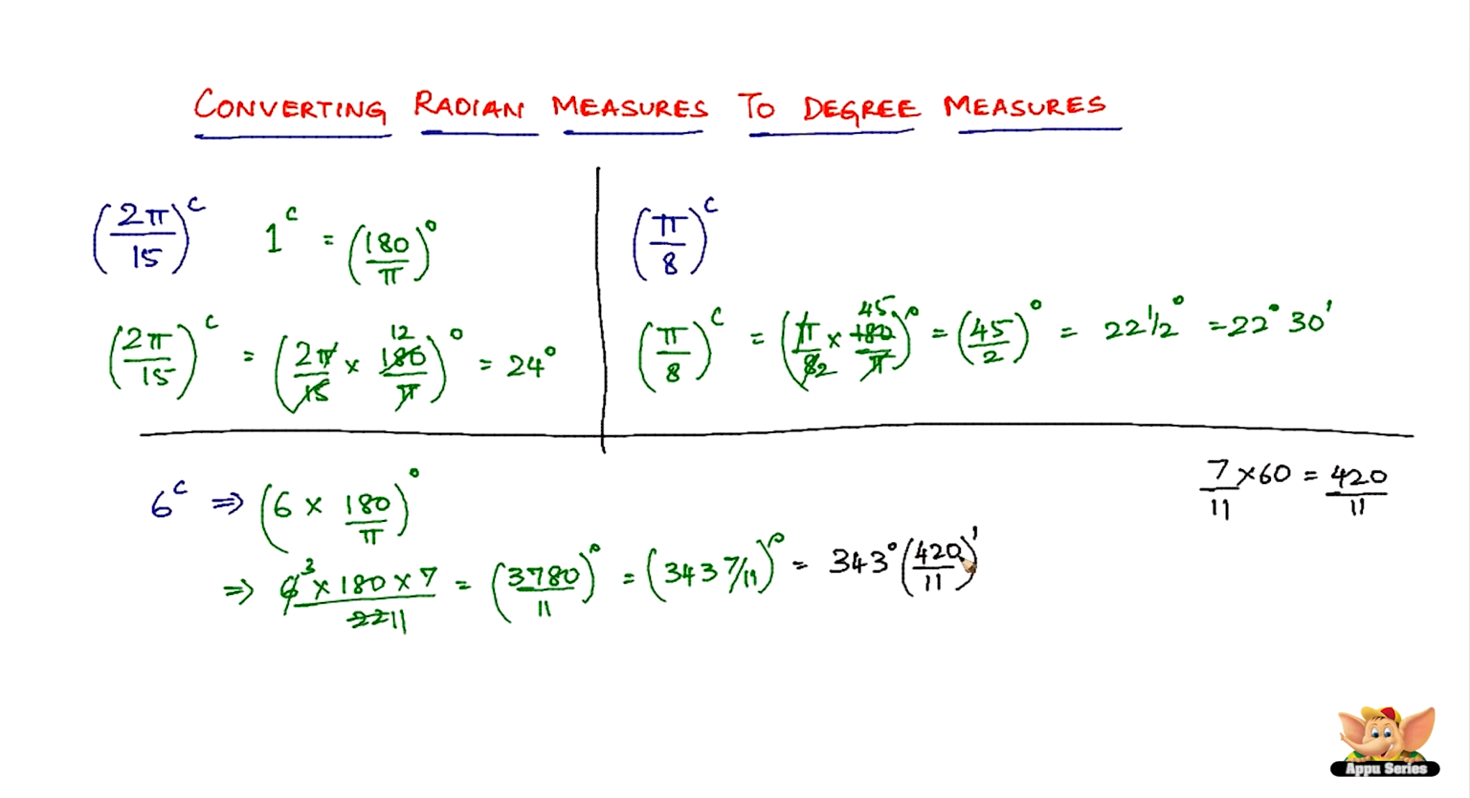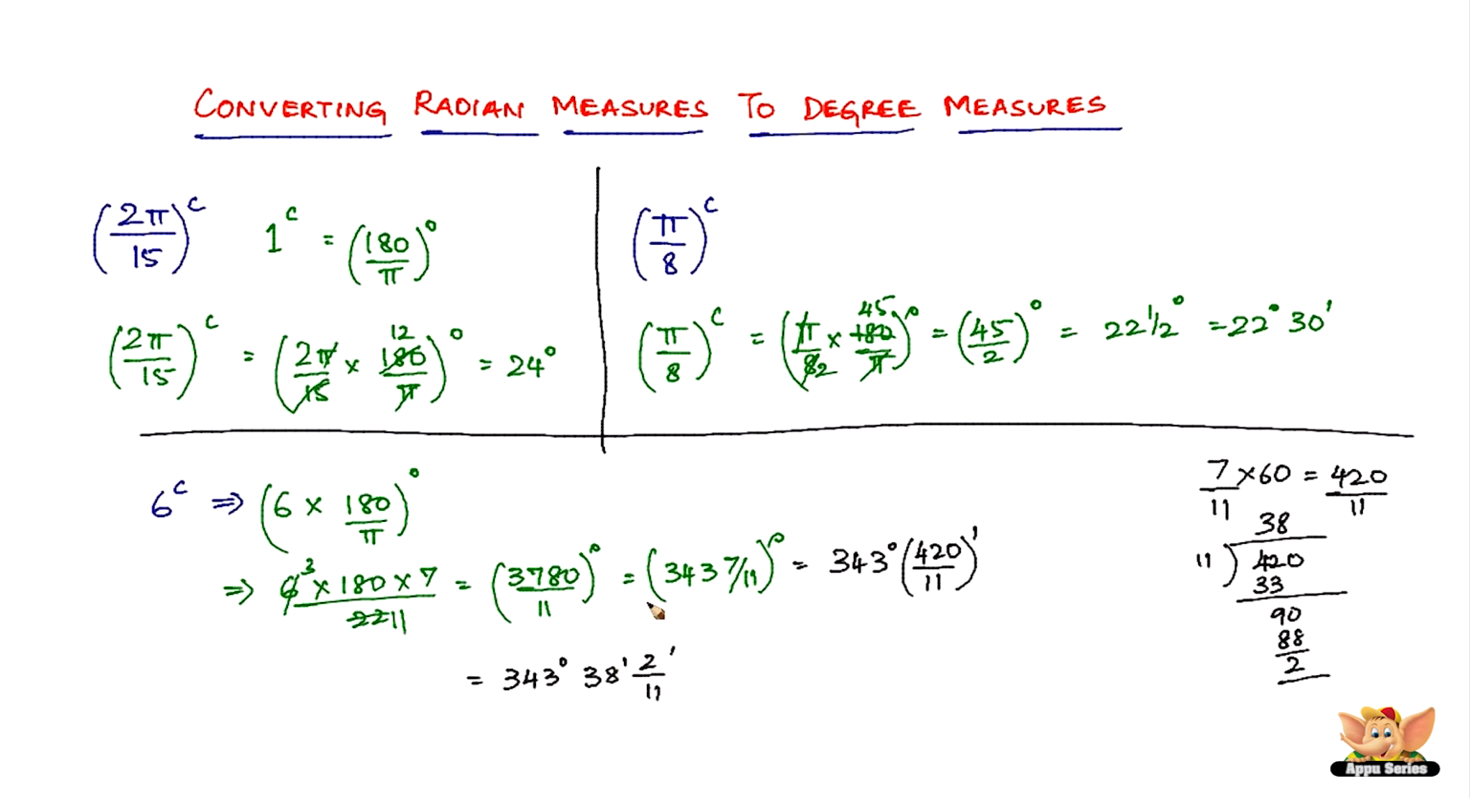To get a whole number of minutes and a whole number of seconds, all that you have to do is now divide this 420 by 11. Write it as a mixed fraction. You get 11 3 times is 33, and you have 90, and 11 8 times is 88. So it's 38 2 by 11, right? So here you can write 343 degrees, and you can write 38 minutes, 2 by 11 minutes again. Now you have to convert 2 by 11 to seconds. Now you've got degrees, minutes, and seconds.